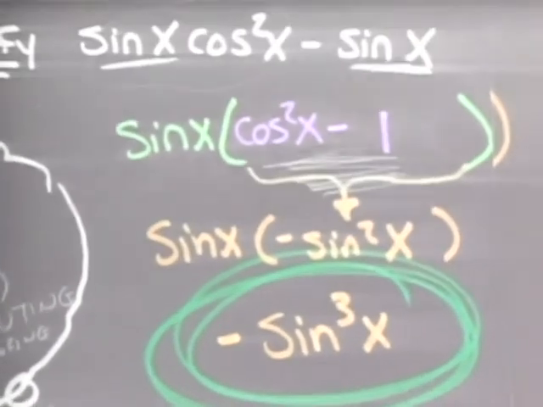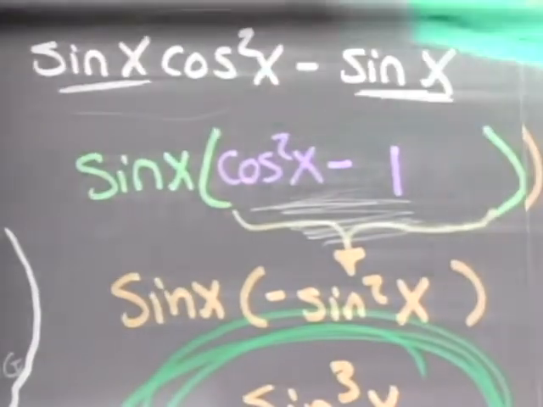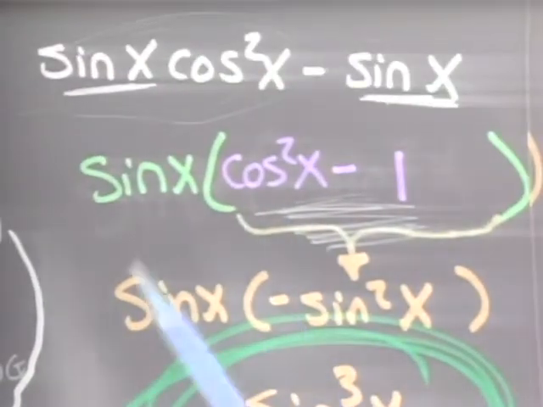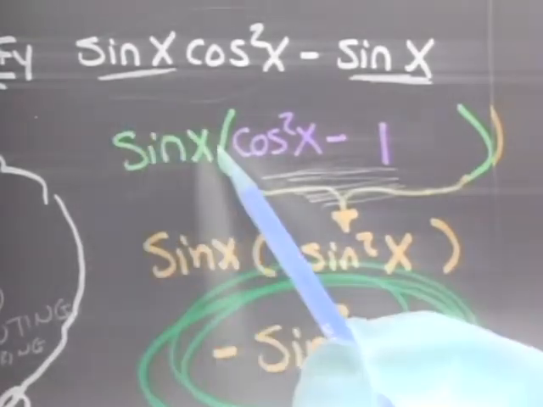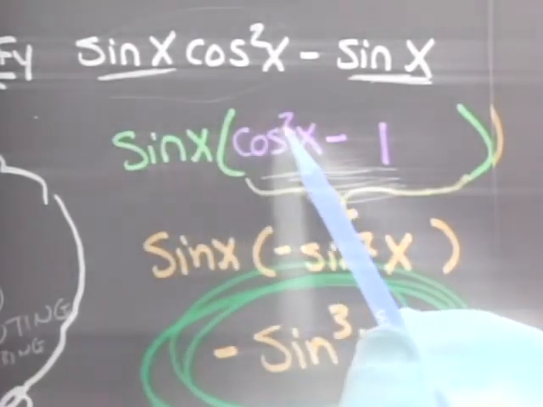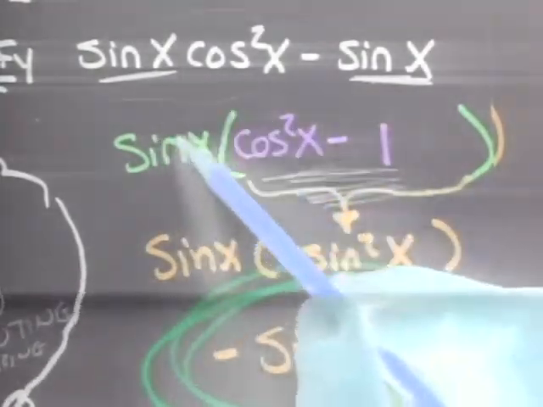So think what we did real quick. We started out with this right here. Sine x, cosine squared x minus sine x. We pulled out a sine x, undistributed out sine x, so it's sine x, then parenthesis, cosine squared x minus 1. It's undistributing. If you redistributed, you get what you started with.